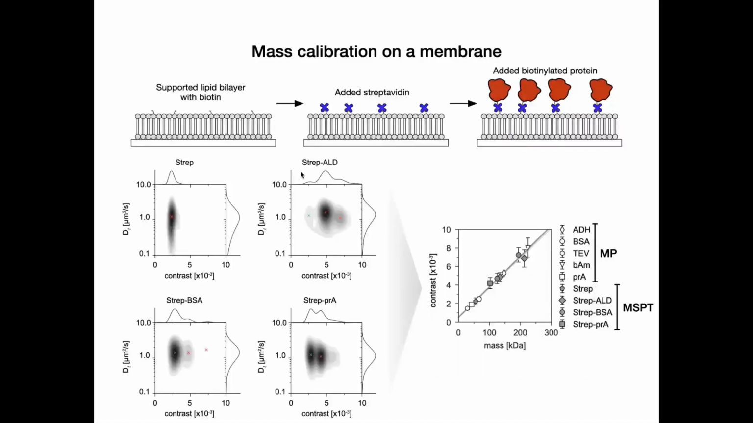And then from our 2D maps of diffusion coefficient versus interferometric scattering contrast, we could nicely distinguish the species that would form and could assign the peaks to the expected masses and generate a calibration line similar to the one that we normally do for mass photometry.